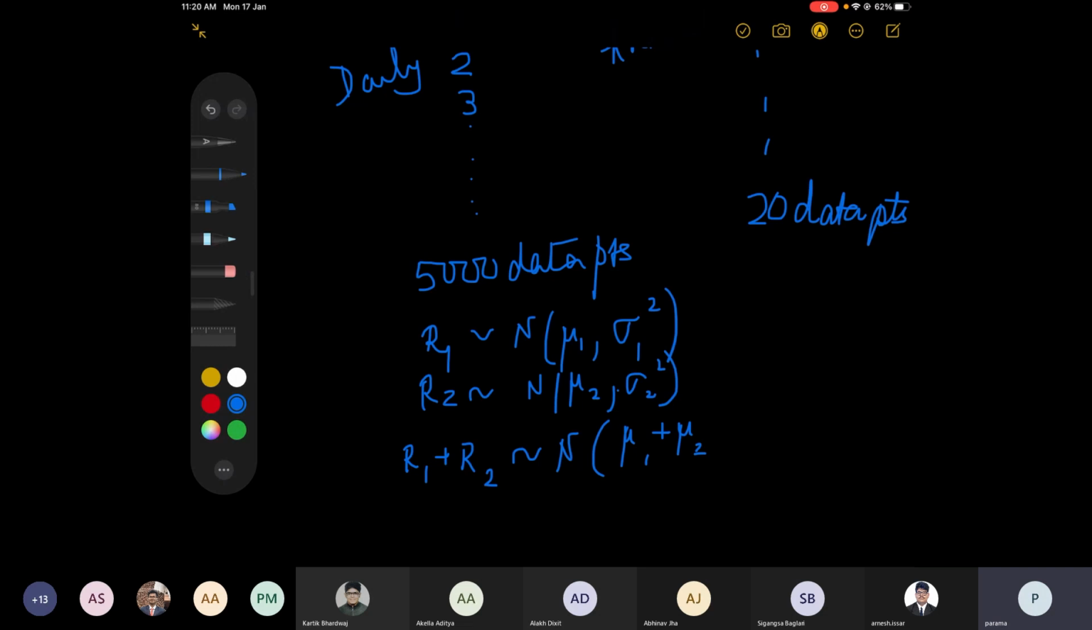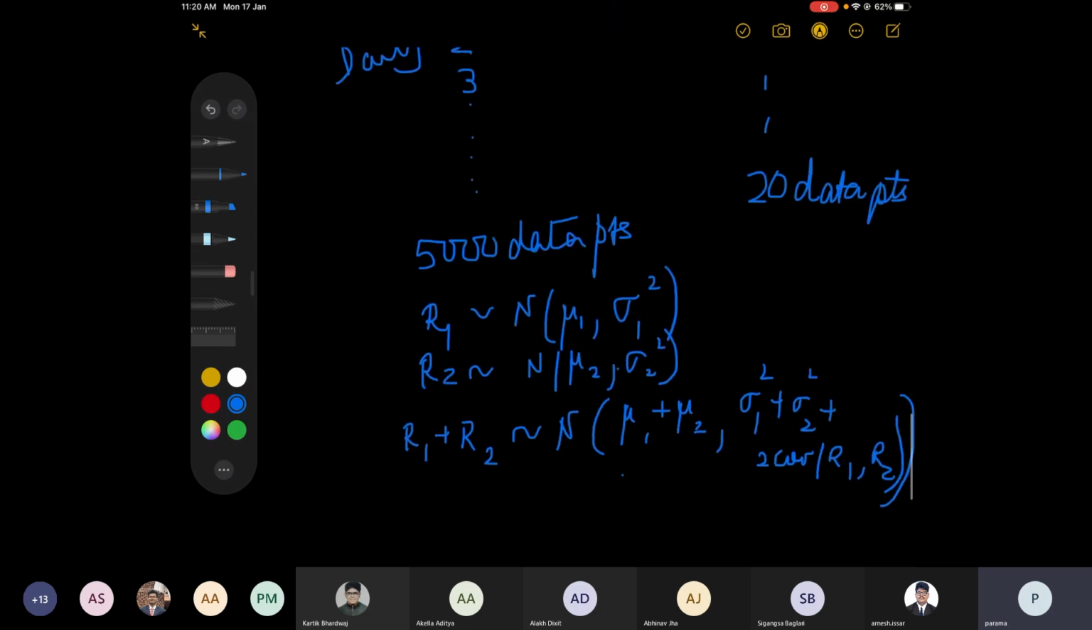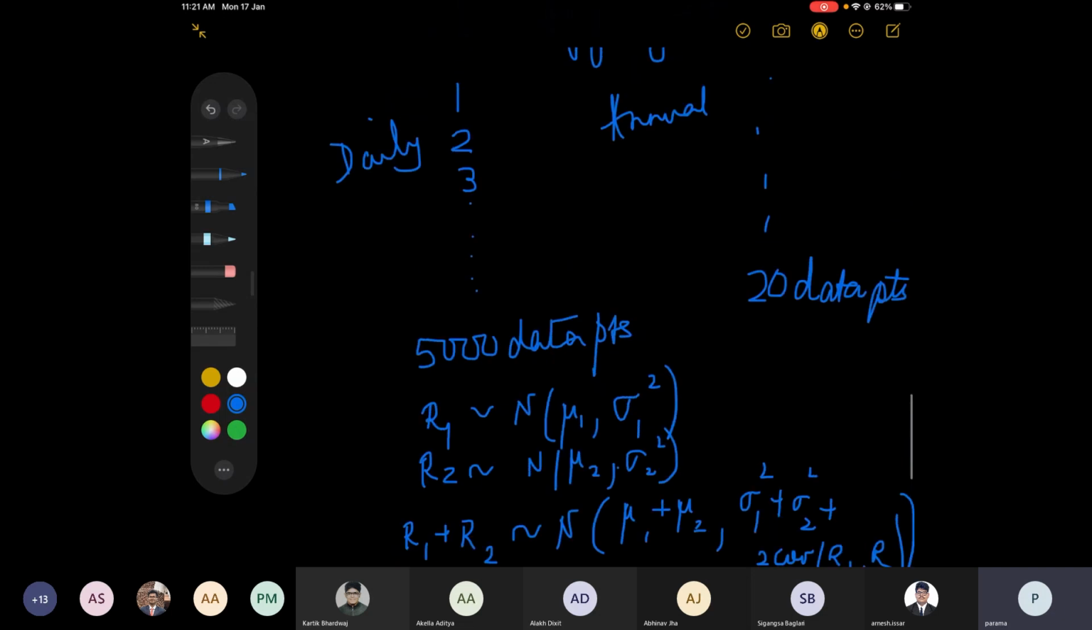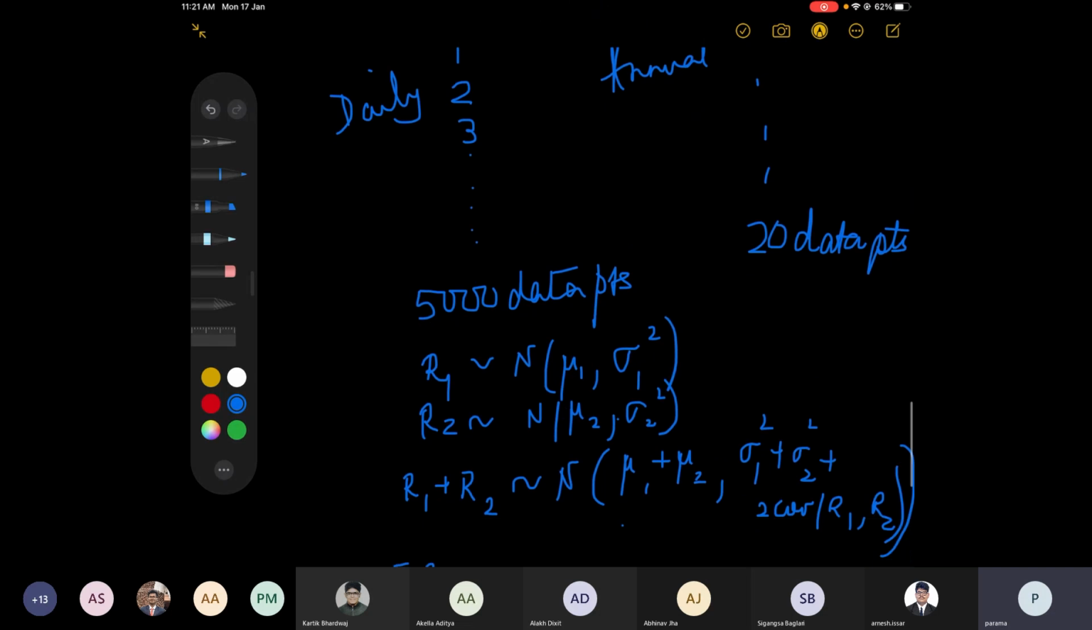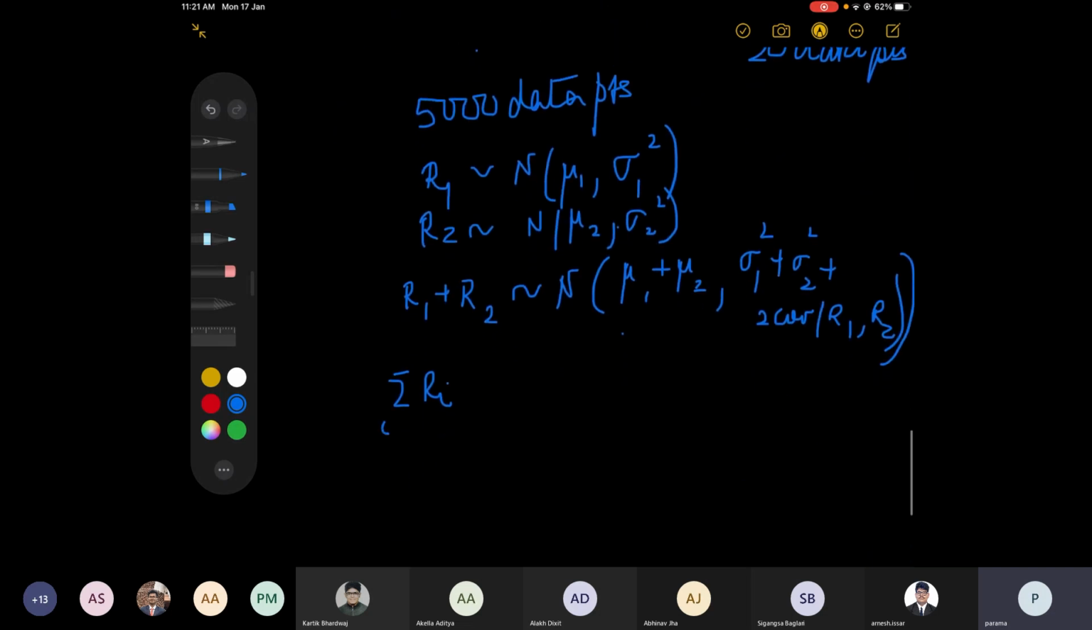So R1 plus R2 will follow a normal distribution with mean mu1 plus mu2 and variance of sigma1 square plus sigma2 square plus twice the covariance between R1 and R2. Okay, so this is a very nice property that normal distribution has, which other distributions do not have. I mean, a student's distribution, you cannot write it this way. So what happens is, if I want to have a summation of Ri over a year, because I have got daily data, from there I want to go to annual values, I can just sum it over 250 days.